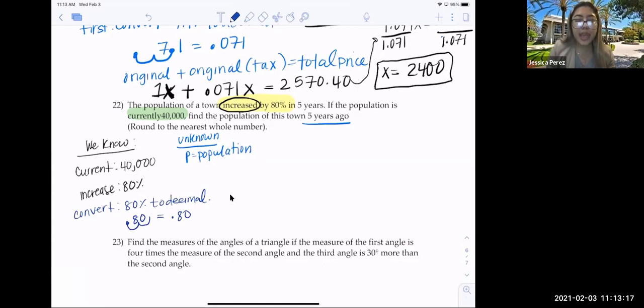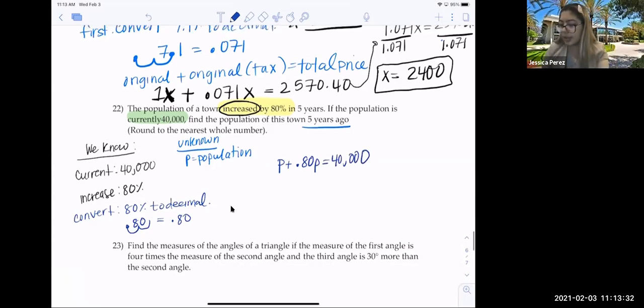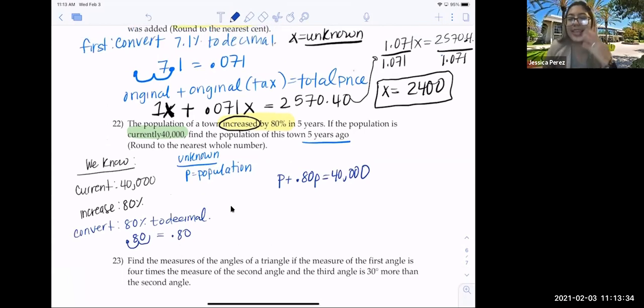All righty. So then what happens? You create an equation. P plus 0.80p equals your current. So it's very similar to the one that we did previously, but instead of being X, it's P. And the plus comes from the increase. Is that clear? Any questions on this one?